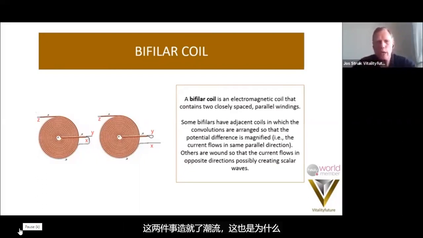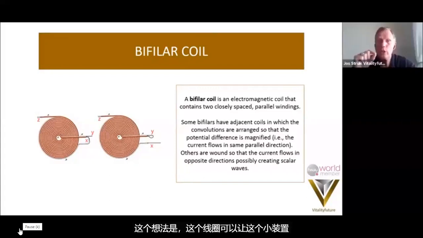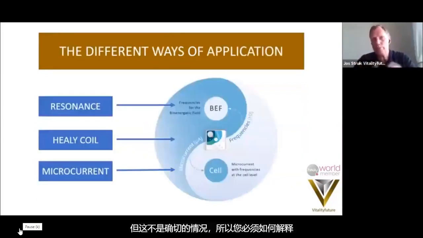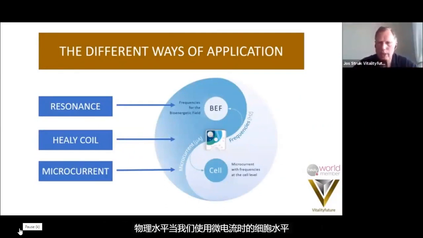And that is also why the idea was that this coil, this little device that can create a current in the air, so not using a wire, but in the air, could replace the wires. But that's not the exact situation. So how you have to interpret it, that actually we are now going to work, let's say, on three levels. We have the physical level, the cellular level. That is when we work with microcurrents.